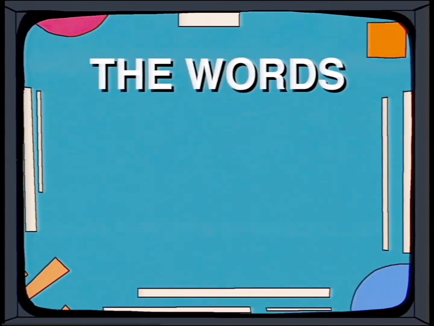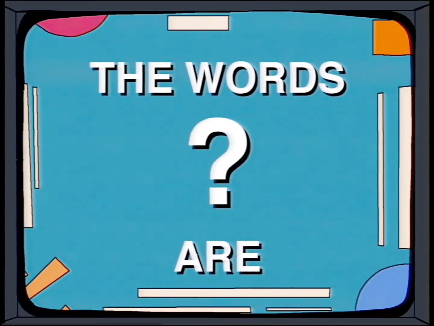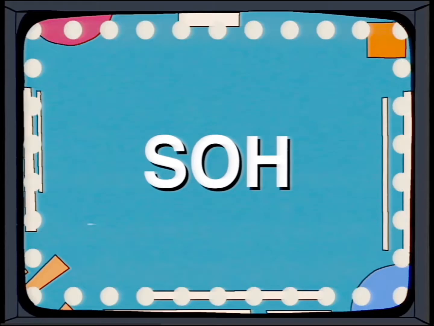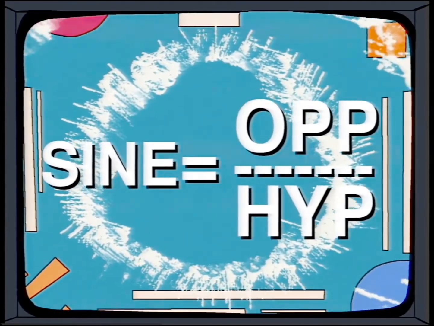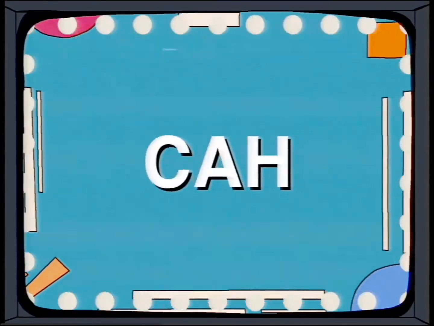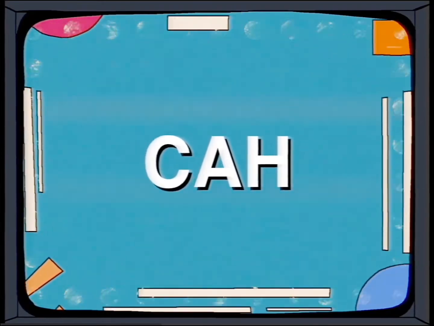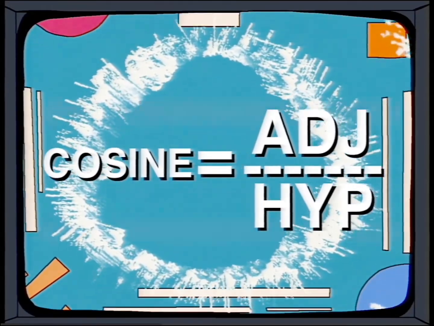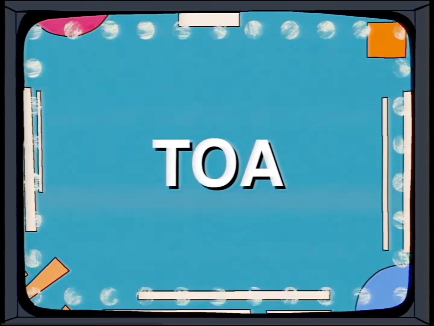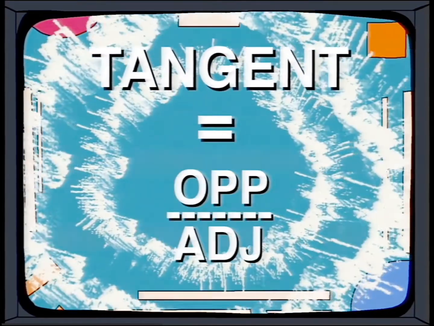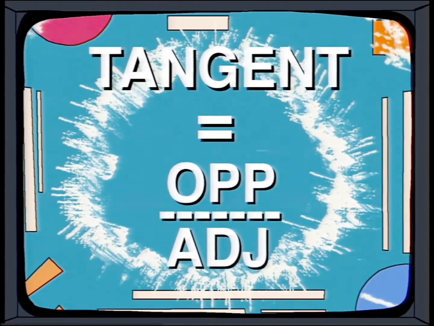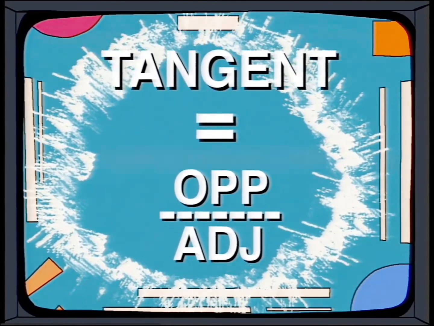Now, you might know what the words are, but what do they mean? SOH means sine equals opposite over hypotenuse. Next is CAH. What does CAH mean? It means cosine equals adjacent over hypotenuse. And finally, TOA. What does that mean? Tangent equals opposite over adjacent. Okay, easy enough.